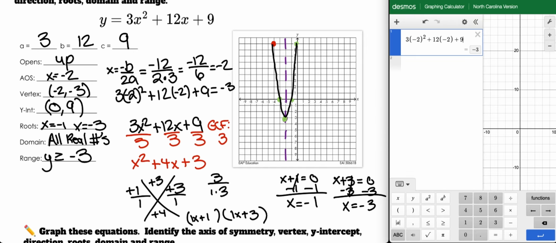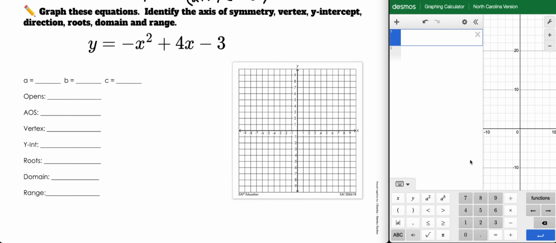Now let's move to example 2. All right, so now in our example 2, it basically wants us to graph the equation. We do need to identify the axis of symmetry, the vertex, the y-intercept, its direction, roots, domain, and range. Okay? Then after we get all of our key features that it's asking us to find, we'll be able to graph it. So in this one, we start out by listing our A, B, and C.